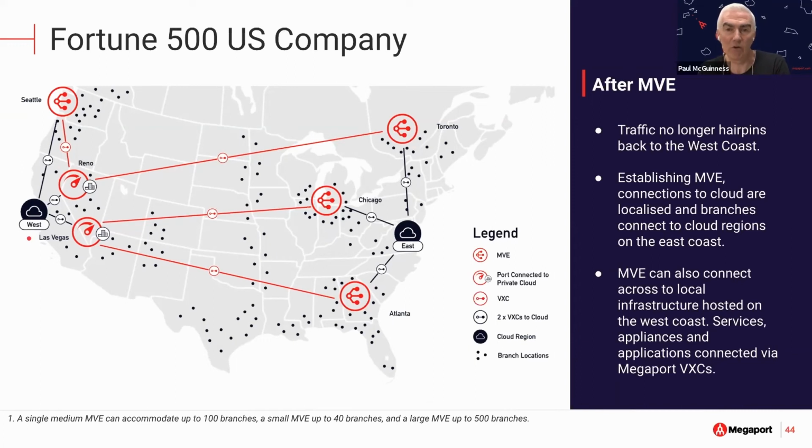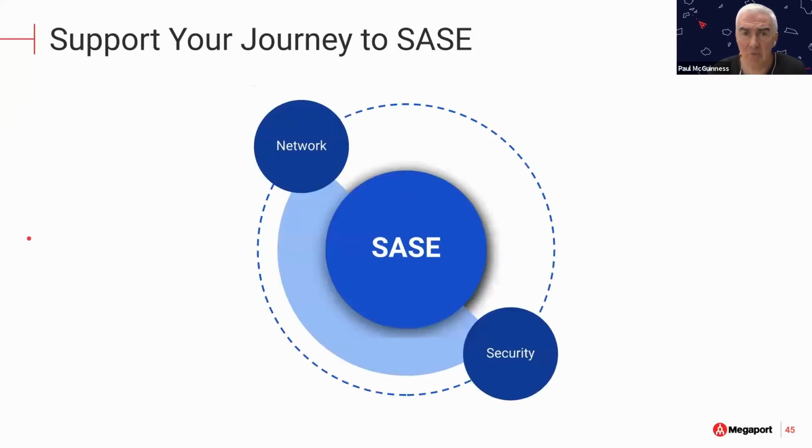So they had over 1,000 branches, connecting them into the nearest MVE, connecting them to the local cloud, and then using our backbone across the US and from Canada to get to Reno and Las Vegas to those physical data centers. Nice one.